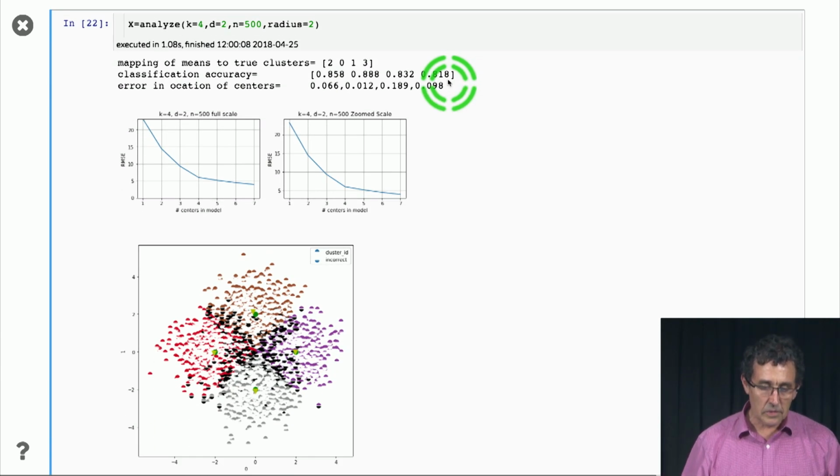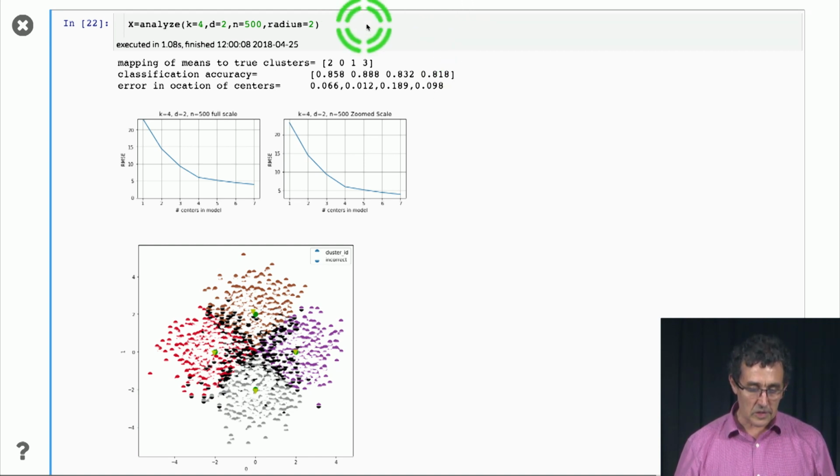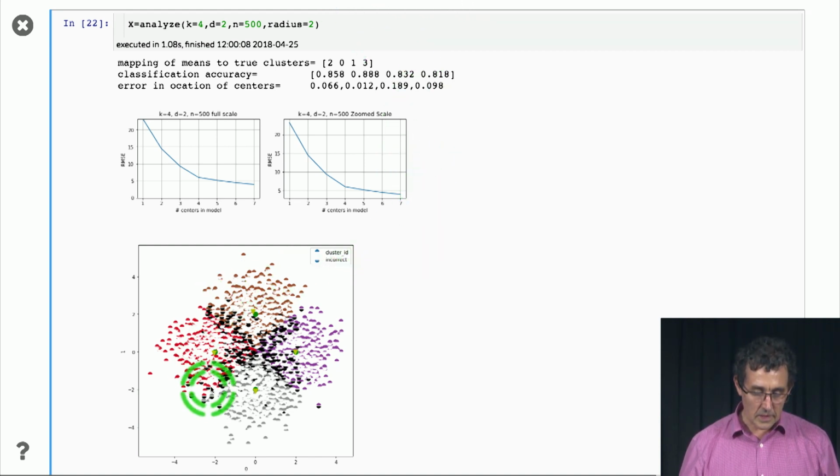Okay, so here is our data. And here in this case, we have 500 points, 4 centers, and the radius is 2. So in this case, everything works very nicely. We see that there is very clear separation of the clusters. There are mistakes because the clusters are relatively close to each other, but the mistakes are where we expect them to be.